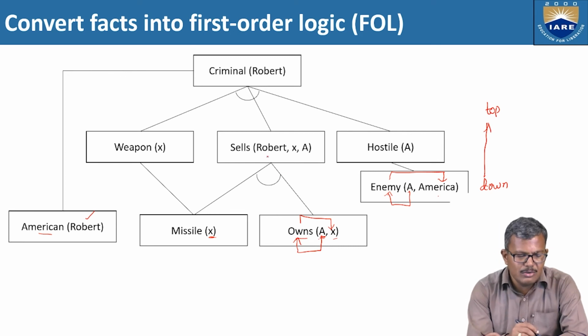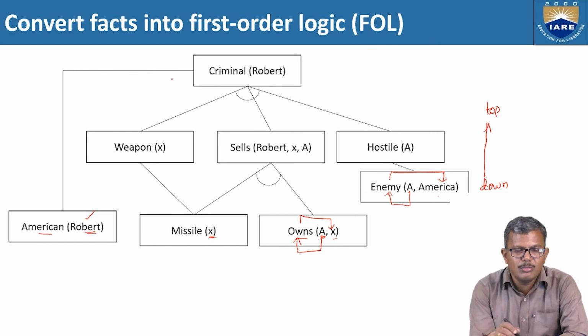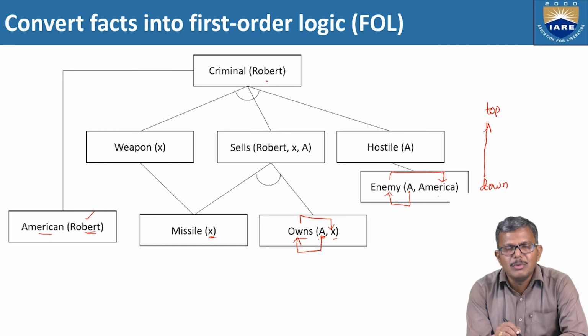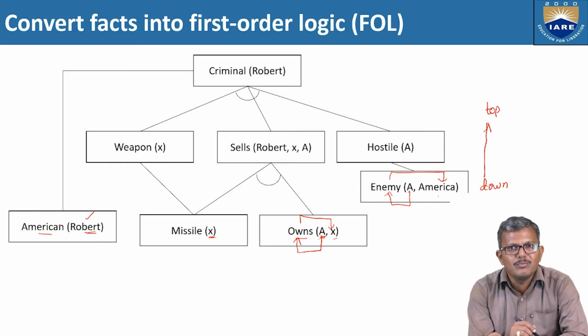Okay. So what is the next level? With this statement, if the robot is an American, directly we can say that robot is a criminal. Why? Because in the paragraph itself, it is represented that robot is the person who sold missiles to A. So with that fact, directly we can say that robot is a criminal. Why? Because robot is an American.